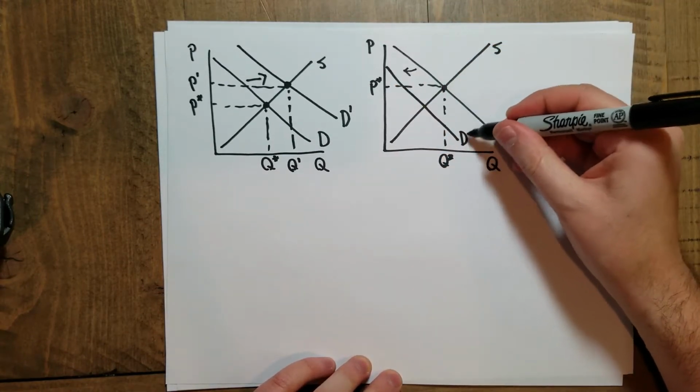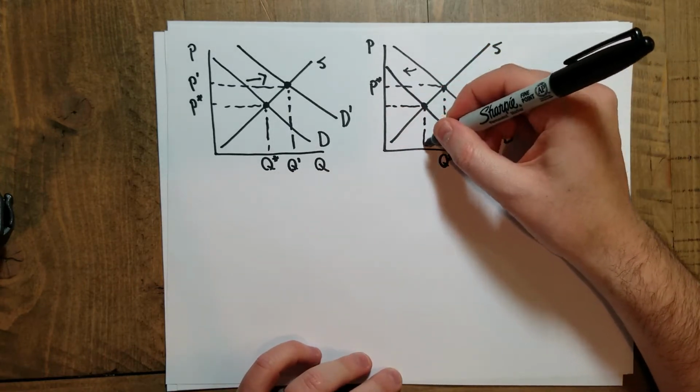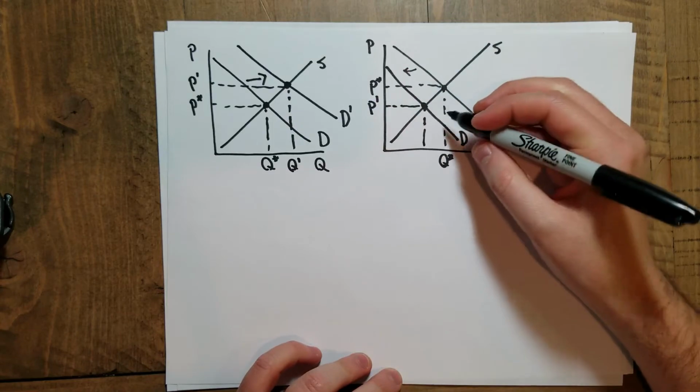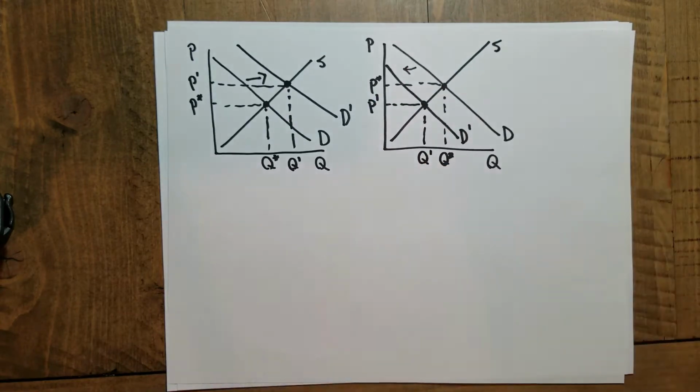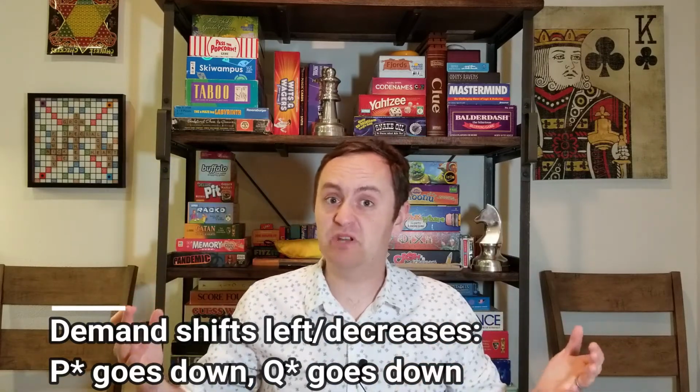And same idea as before, we will find our new equilibrium where supply and demand cross, the price and quantity at which supply and demand cross. So demand shifts to the right, equilibrium price and equilibrium quantity go up. Demand shifts to the left, equilibrium price and equilibrium quantity go down. People want less of this, so they're not willing to pay as much for it, and they don't want as much of it. Price and quantity go down.